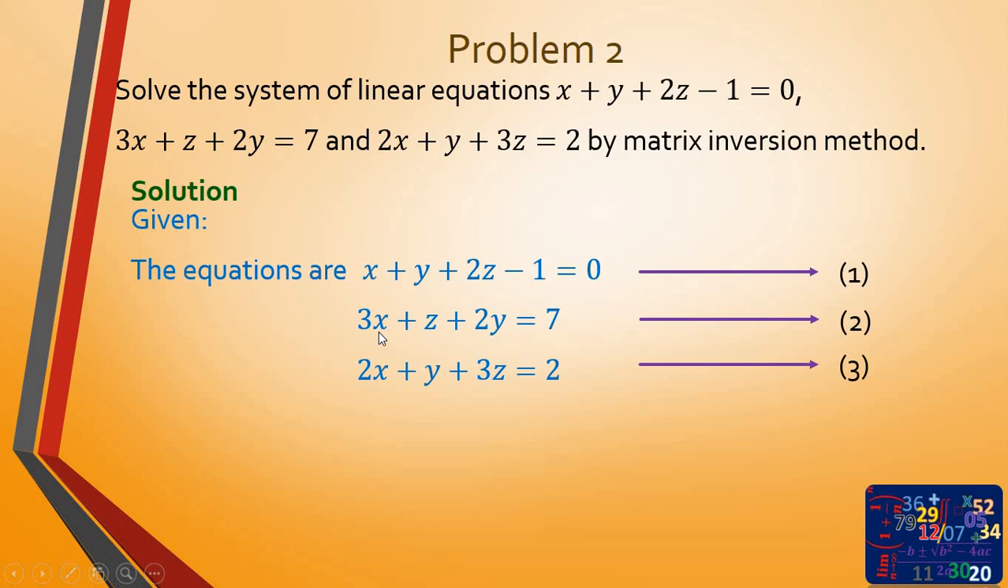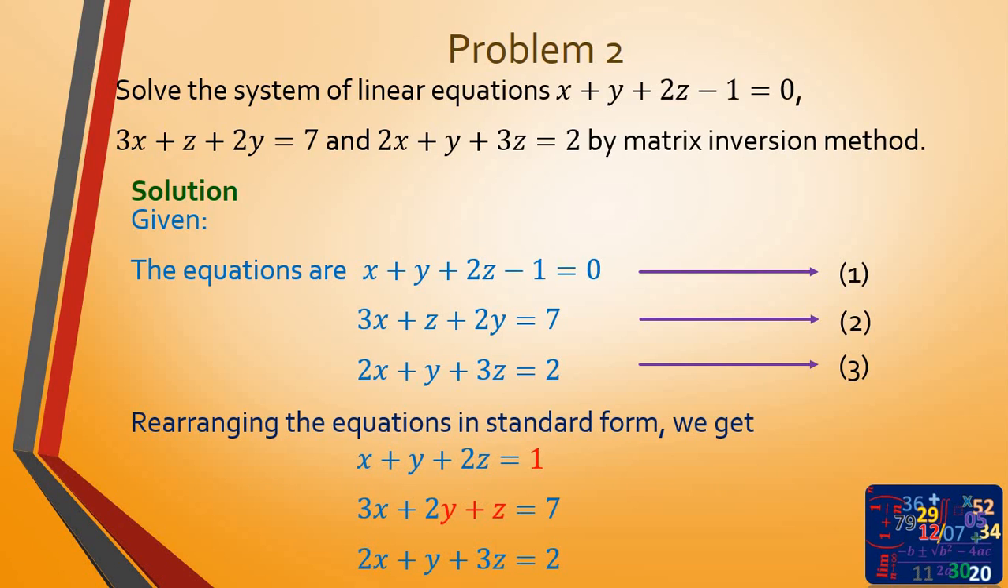If you look at the second equation, here it is 3x plus z. Problem is not with simply z, but since y is also there, this y should come immediately next to x. So this equation should be 3x plus 2y plus z equal to 7. The third equation is already in standard form. So rearranging the equations in standard form, we get these three equations, 4, 5 and 6. And I have given in red color where I have done the changes from the equations 1 to 3.